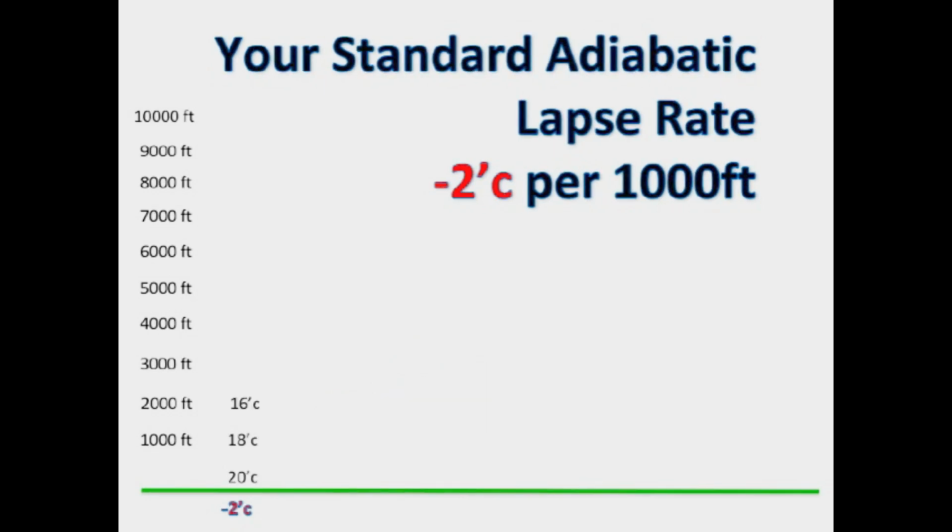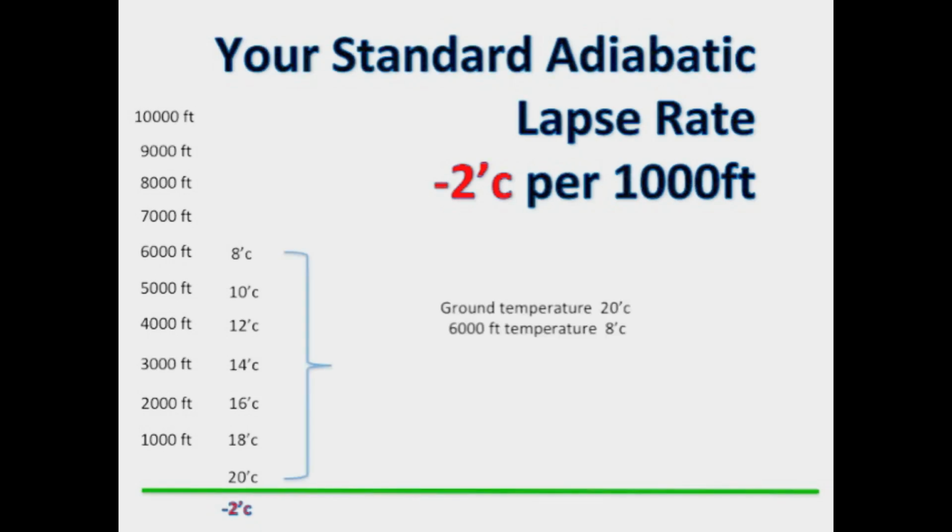Very good. We're going to keep on cooling at 2 degrees per 1,000 feet all the way up to 6,000 feet. And much like in the example before, 20 degrees on the ground, 8 degrees at 6,000 feet. You know the difference between this now. This is a visual of the air cooling at 2 degrees per 1,000 feet.